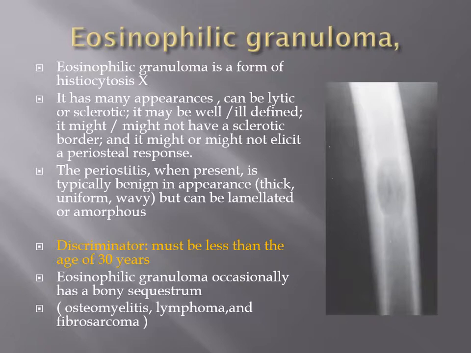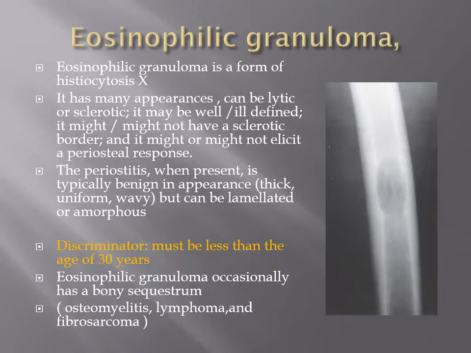Periostitis, if present, is typically benign in appearance: thick, uniform, wavy. However, it can also be lamellated, amorphous, aggressive. But the discriminator of this lesion is young age, less than 30.